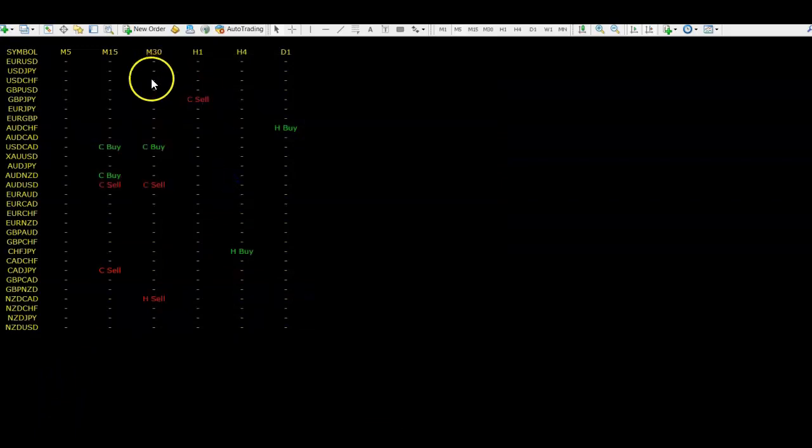Okay, so that's the MACD Divergence dashboard. Very, very powerful tool. Saves you a lot of time, especially if you're a member of the signal service. Now, at the minute, the only way to access the dashboard is to join the signal service.